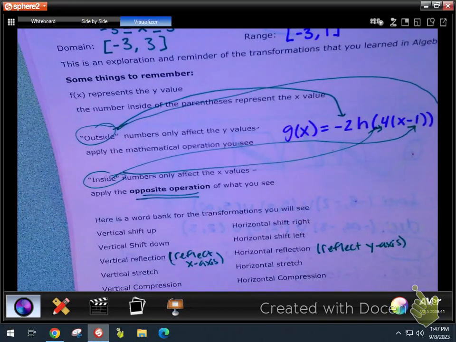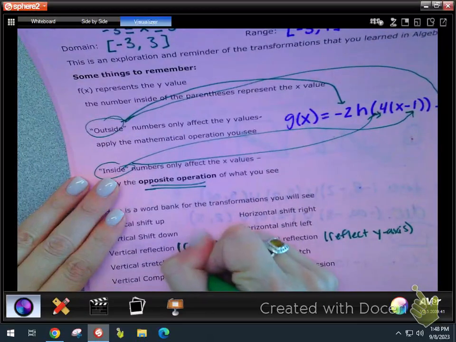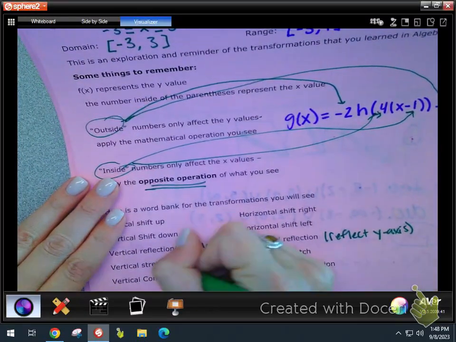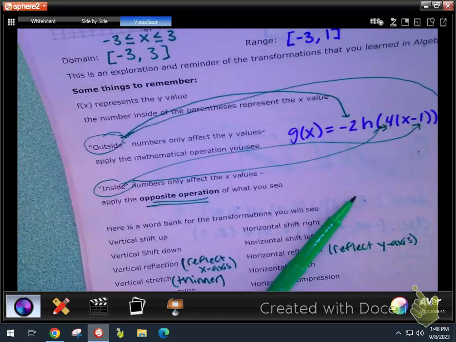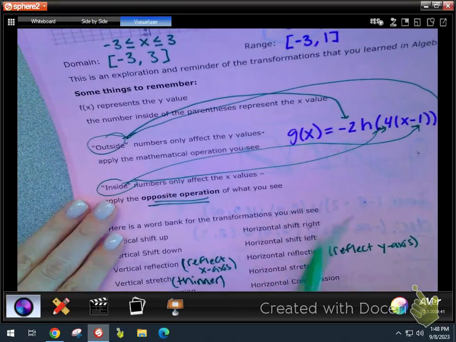What about vertical stretch and compression? What would that do to your graph? Yes, it's dilation. But again, we're doing vertical and horizontal. Vertical stretch is like taking your graph and stretching it vertically, or compressing it vertically. If I took that graph and stretched it out, what's going to happen to your graph? It's going to get skinnier, thinner. If you stretch it vertically, it's going to get thinner. If you compress it vertically, it's going to get wider.